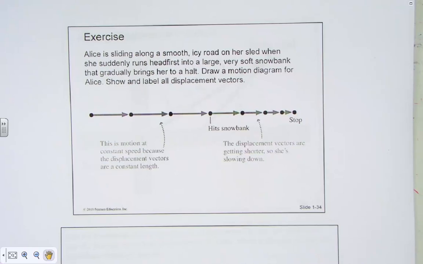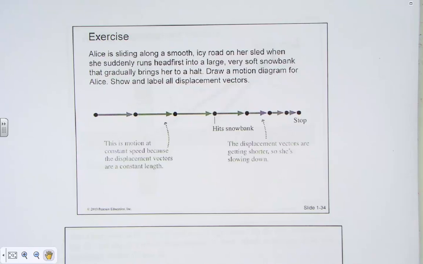Let's read a little bit about Alice and see what it asks us to do. Alice is sliding along a smooth, icy road on her sled when she suddenly runs headfirst into a large, very soft snowbank that gradually brings her to a halt.